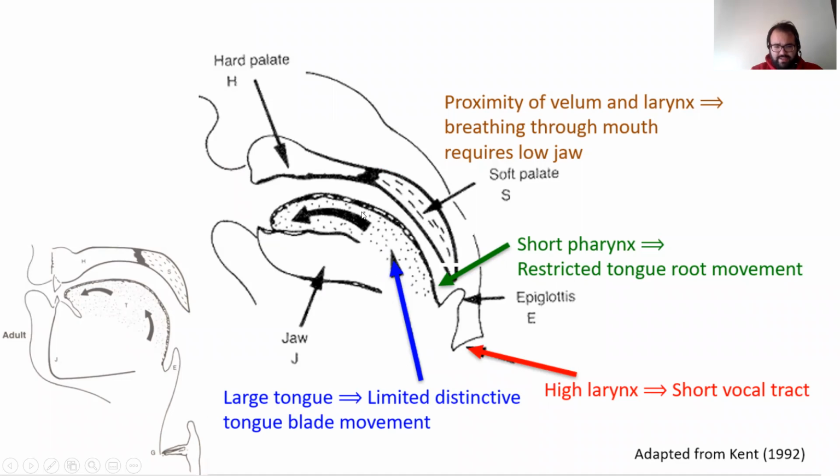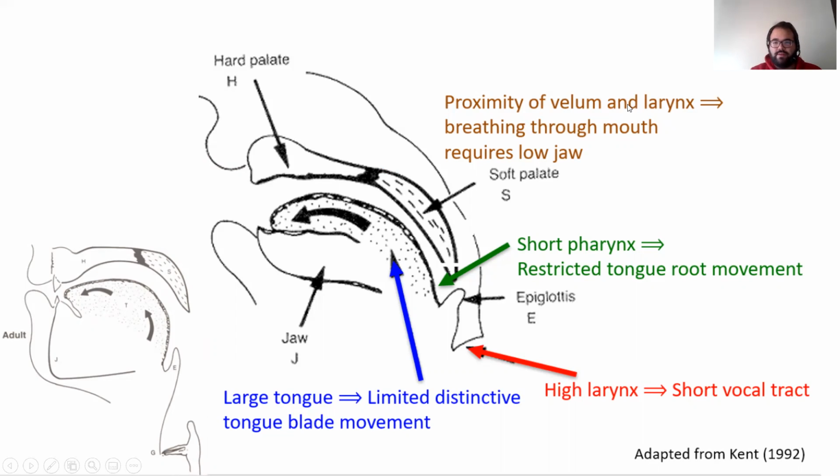You've got a tongue that is very big in comparison to the rest. Babies have a very large tongue in comparison to the overall capacity of their oral cavity. So they have limited distinctive movement with the tongue, especially the tongue blade. We as adults can do a lot of things with our tongue, and that's why we have so many different places and manners of articulation. That's because our tongue is a very flexible muscle and we can use it in lots of different ways. But babies cannot do that because the tongue is too large for their oral cavity.